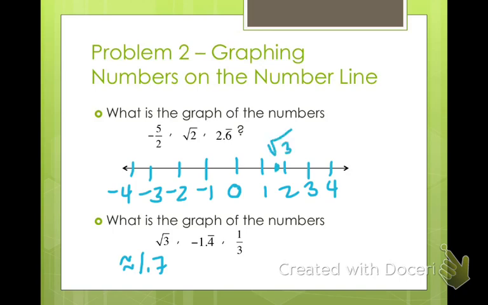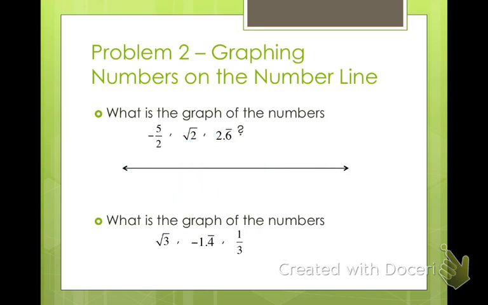Square root of 3. -1.4 repeating is a little less than halfway between -1 and -2. And then 1/3 is between 0 and 1. If we cut this into 3 sections, it would be right here on that first section. 1/3. Got it? Good.